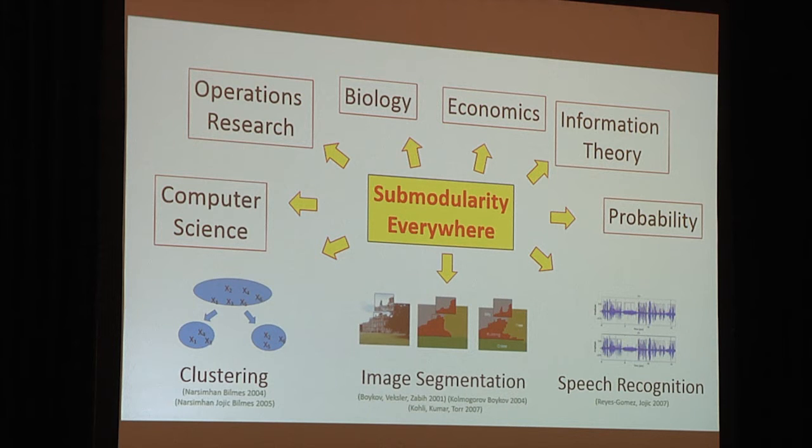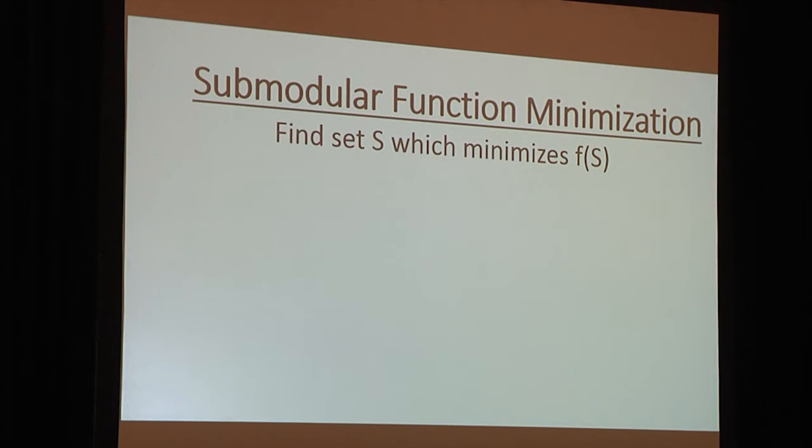And it's important to understand general purpose submodular function optimization algorithms. So in this talk, I'm going to look at a very simple version, the unconstrained submodular function minimization. So given a function f, I want to find the set S which minimizes f of S. Again, f is not necessarily monotone, so the empty set is not the answer.